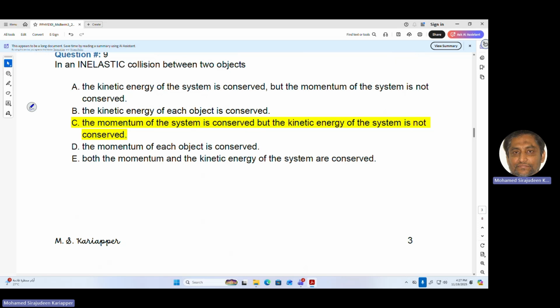So you must be asking, what about this perfectly inelastic? It is inelastic. That's why it is called perfect. But it is a special case of inelastic collision. When the objects combine and move together, that is a perfectly inelastic collision. That is inelastic. Any collision, momentum is conserved. It doesn't matter whether it is elastic or inelastic, momentum is conserved. But what distinguishes elastic and inelastic is the kinetic energy. When the kinetic energy is conserved, we call it elastic collision. When it is not conserved, we call it inelastic collision.